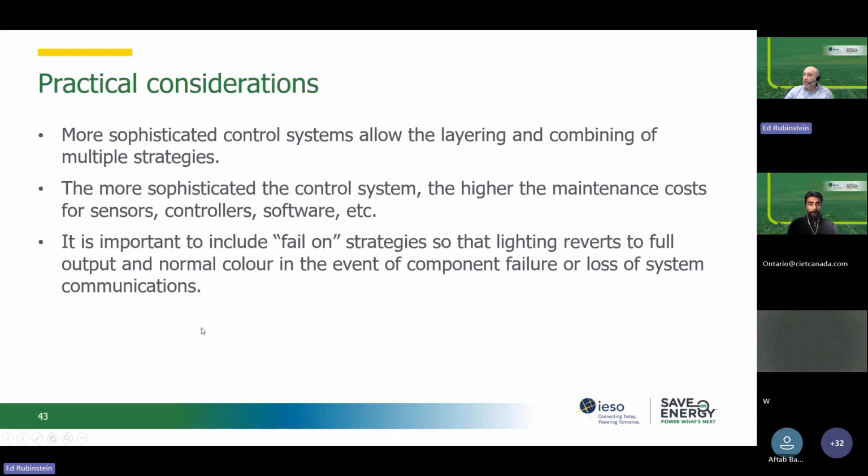Right, so just in general, the more sophisticated the control systems, the more you're able to do with it in terms of quantity and quality. You can layer things, you can combine multiple strategies, right? Amazing. However, more sophisticated control systems means more stuff, more sensors, more wiring, more controllers, right? Which means more costs and more maintenance costs, right? So something to keep in mind as well, right?